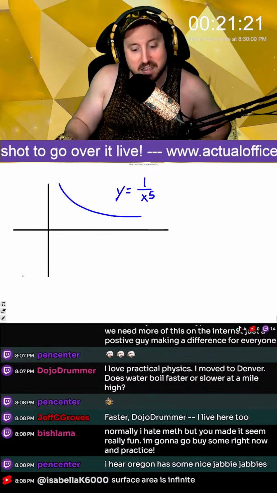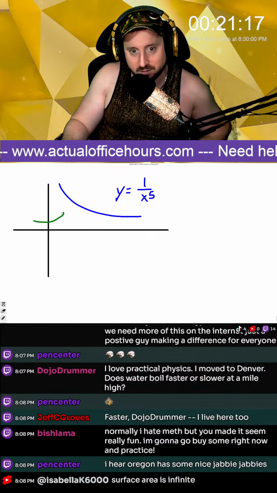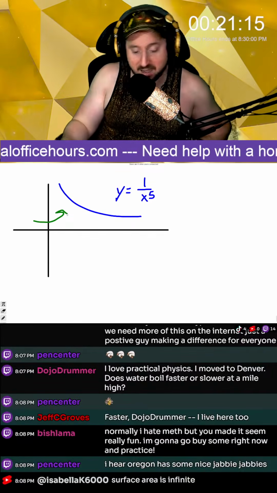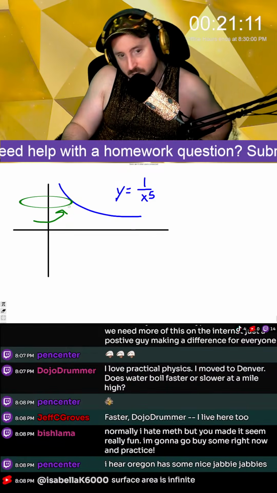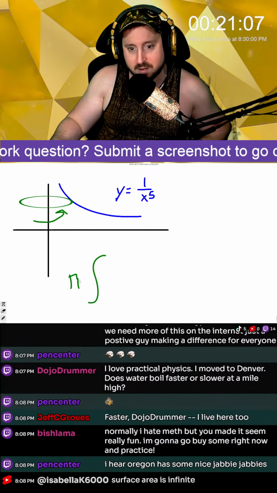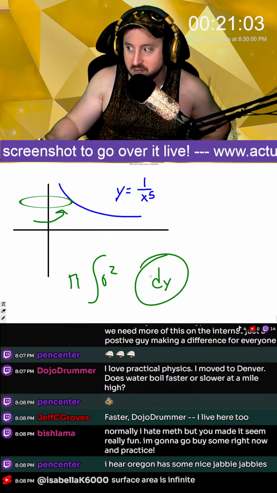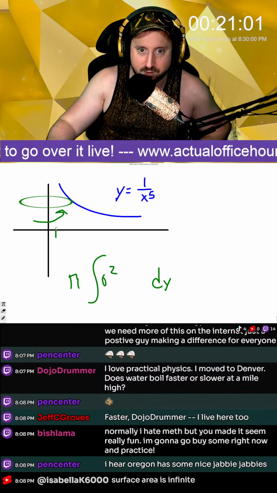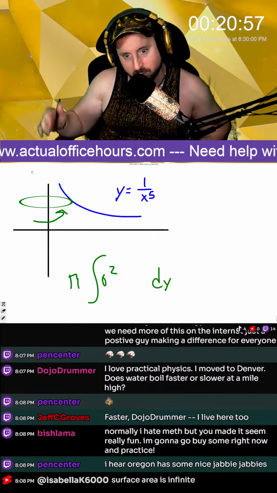Okay. Let's say you're revolving around this direction. In this case, if you were to do the disk method, Manix, now you'd have to integrate. So this would be pi, and then this would be r squared, but now you're integrating with respect to dy, right? Because this is how you're building the disks.